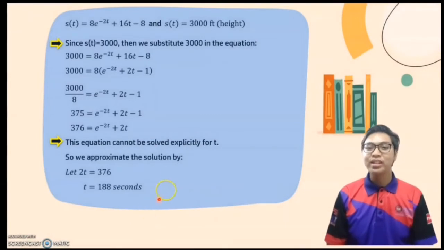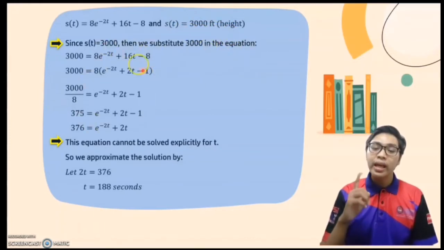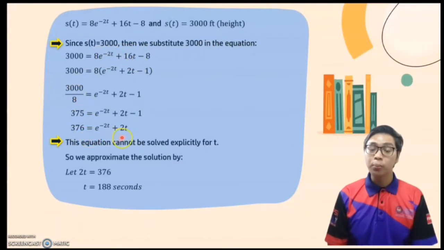From the information given, we know that s(t) is equal to 3000. Then we substitute the value in the equation and calculate. So we get 376 is equal to e to the power of negative 2t plus 2t. This equation cannot be solved explicitly for t. Then we approximate the value by substituting different values of t.